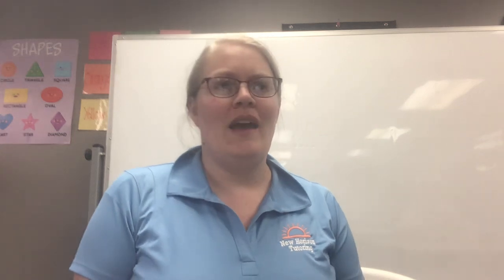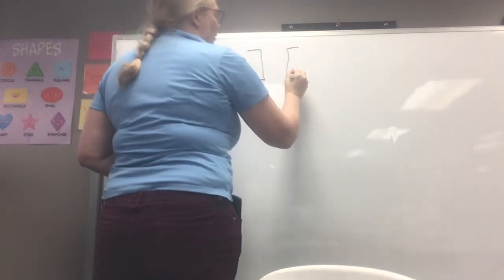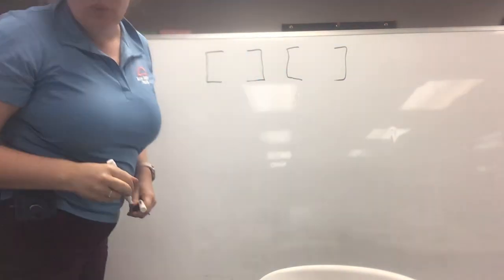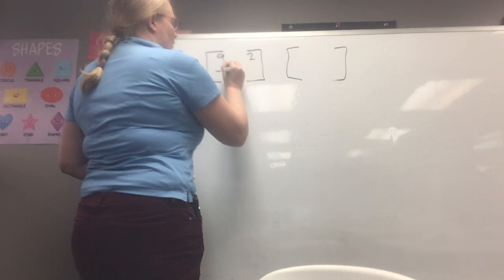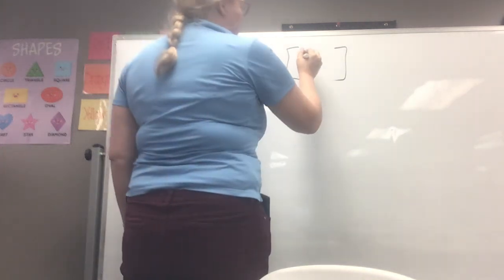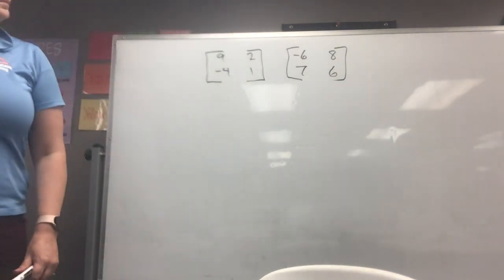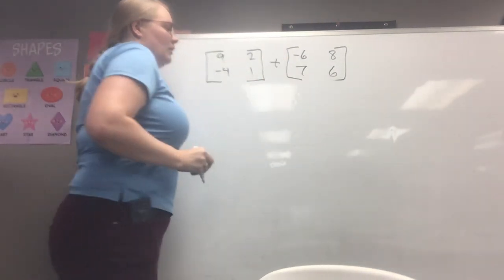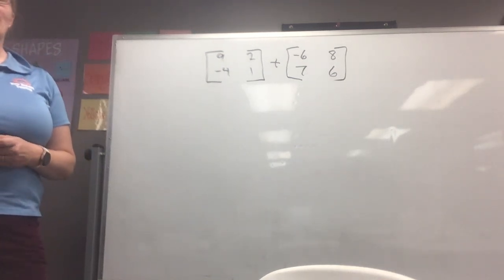I don't think we've done that yet in this class, and so especially if you've never seen them before, matrices are kind of weird. What happens is that matrices are a way of organizing a whole bunch of numbers. And so our first one, we have 9, 2, negative 4, 1. And our second one is negative 6, 8, 7, and 6. So if we are adding the matrices, all we are doing is adding the elements of the matrix.